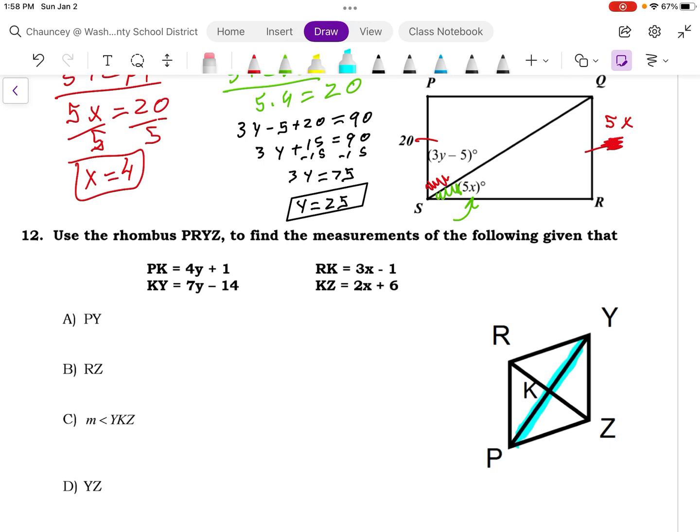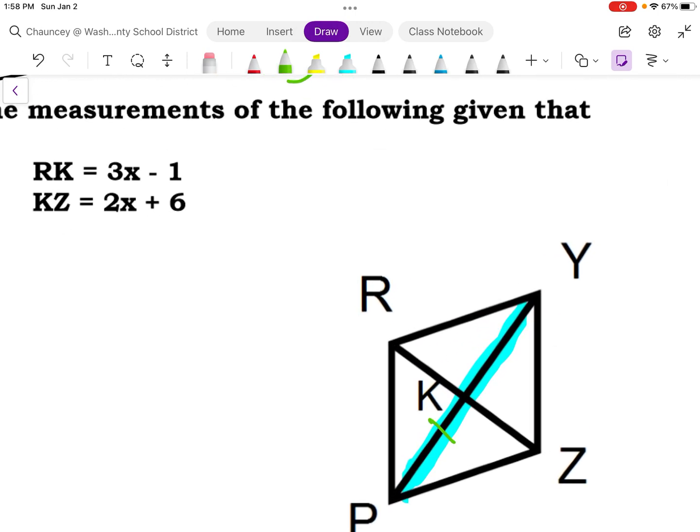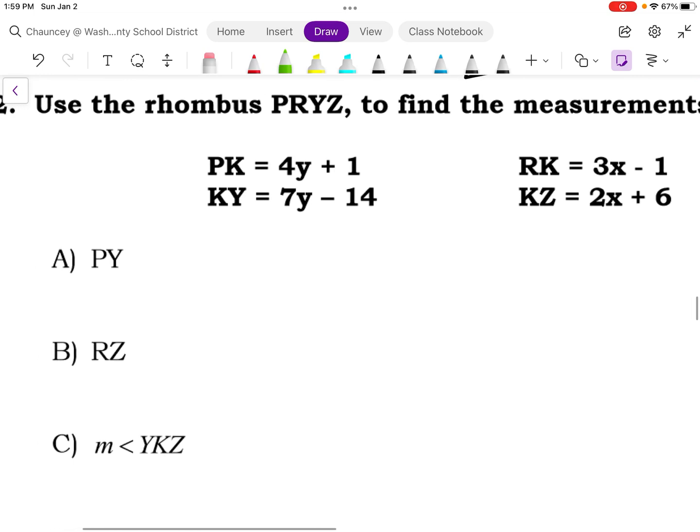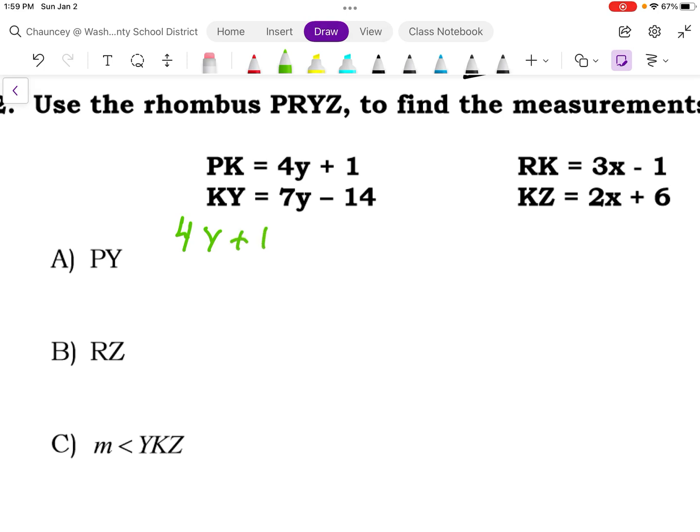All right, so we know that PK equals 4y plus 1, and KY equals 7y minus 14. But what do we know here? Okay, we know that these are the same. So if they are the same, we just equal them to one another. So what we could say is 4y plus 1 equals 7y minus 14.